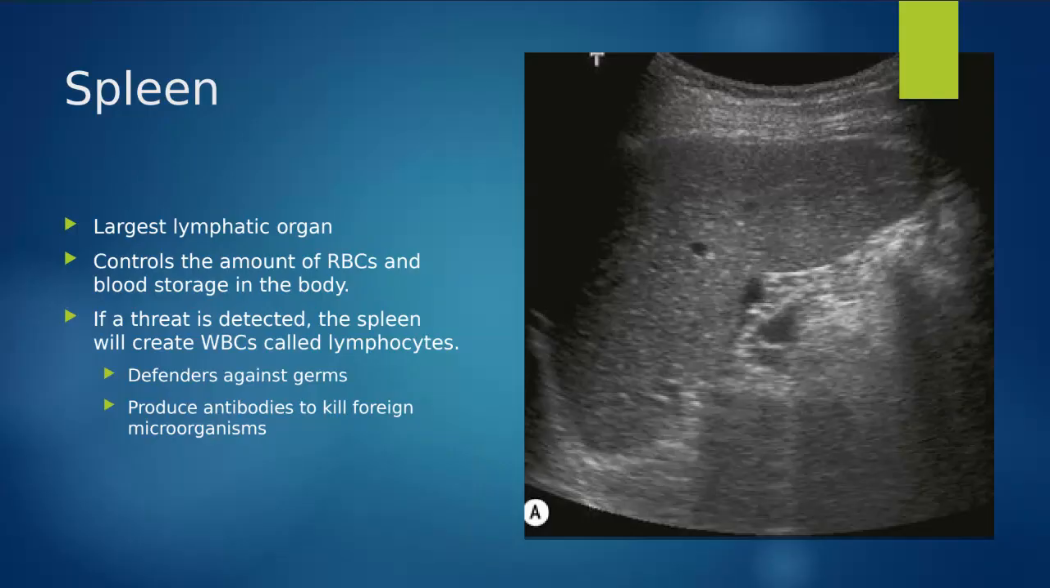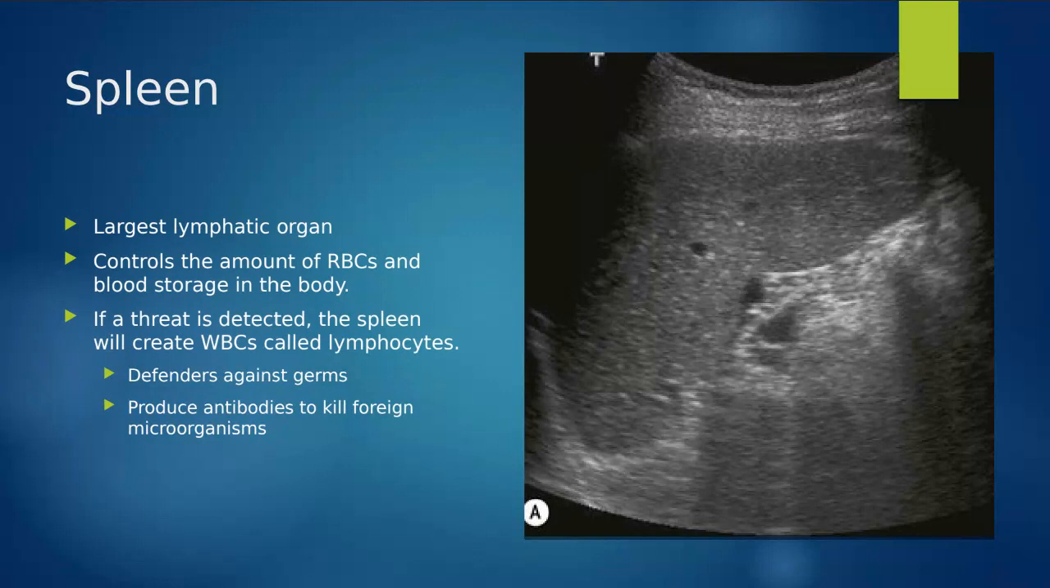So we've already talked about our spleen quite a bit. It's our largest lymphatic organ. It's controlling the amount of red blood cells and blood storage in the body, and it's also helping us to create white blood cells. White blood cells are also known as lymphocytes, so those are going to be used interchangeably with each other.